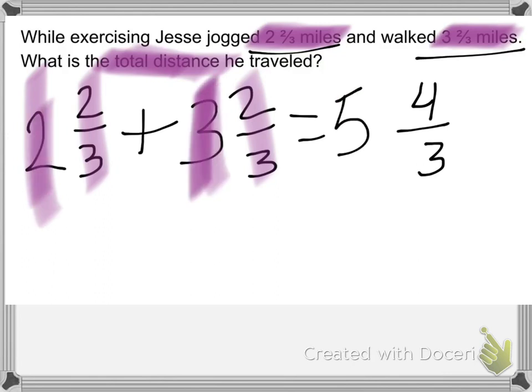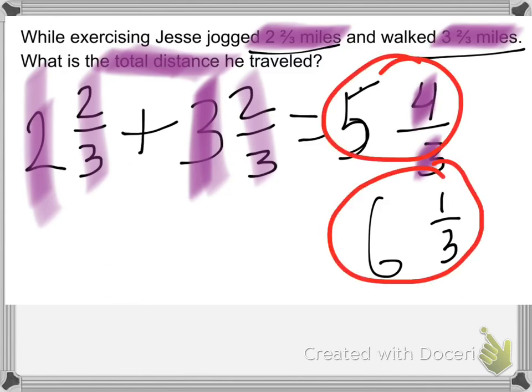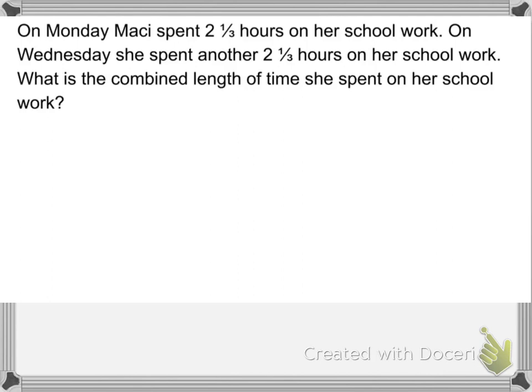equals 5. If you want to leave the answer like this, you can, or you can simplify it. Since 3 can go into 4 one time, this could be 1, and then there's 1 remaining, 1 1/3, and then you raise the 1 and you add it to the 5 to make it 6 1/3. Again, I'll take both these answers. They are both equivalent.